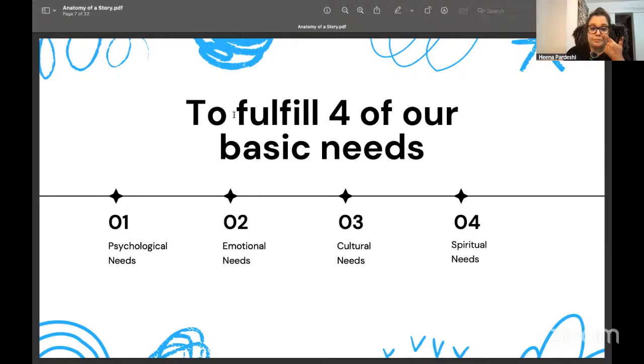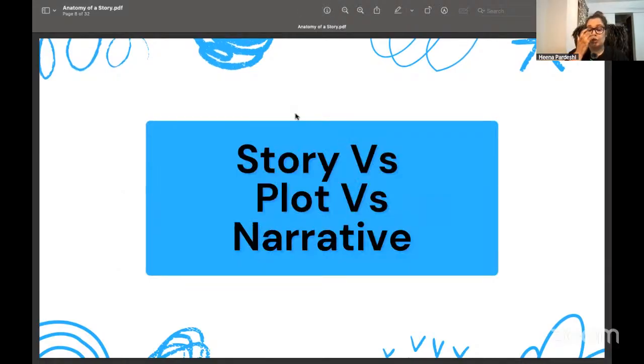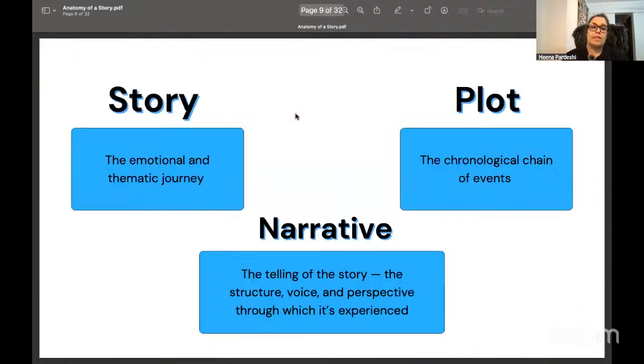Now, these are the four basic needs that we need stories for. Moving forward, we are going to look at the difference between story, plot, and narrative. Story is the emotional and the thematic journey. Plot is the chronological chain of events. And narrative is the telling of the story. It involves the structure, the voice, and the perspective through which the story is experienced.